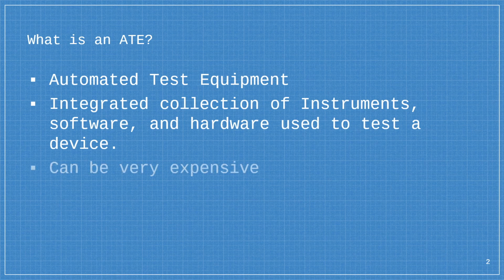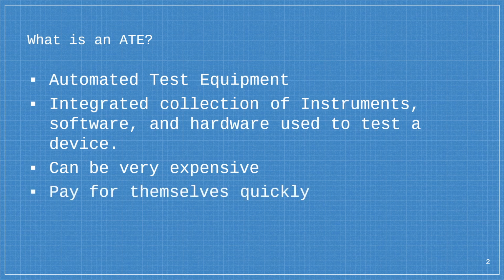The problem with ATEs is they can be very expensive if you approach the problem wrong. Instruments are expensive. Integrating them together to act together is expensive. It's kind of like you're hiring a bunch of A-list actors and trying to get them to play nice. Sometimes they don't, and you need to find that out quickly. But if you can bring them up and get them deployed, they will pay for themselves very quickly.